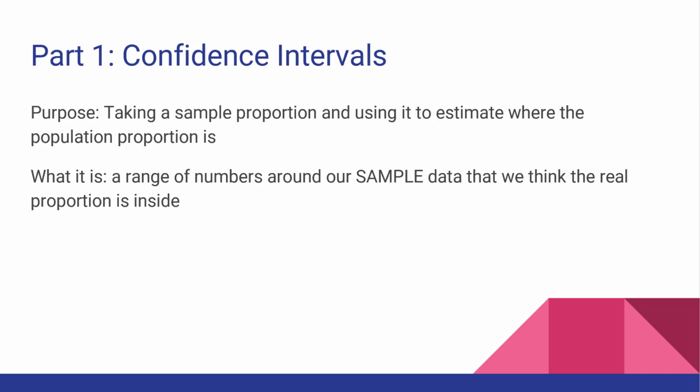So the purpose of a confidence interval is to take a sample proportion and use it to estimate the exact value of the population proportion. So the actual definition of it is a range of numbers around our sample data that we think the real proportion is inside. So going back to our political party example, if we found that 30% out of our 50 people were in support of party A, we create a range of numbers around the 30%, so maybe it would be 20% to 40%. And we're going to say that we think that the real proportion is inside of there. I won't give you the math for it yet, let's just focus on the concepts.